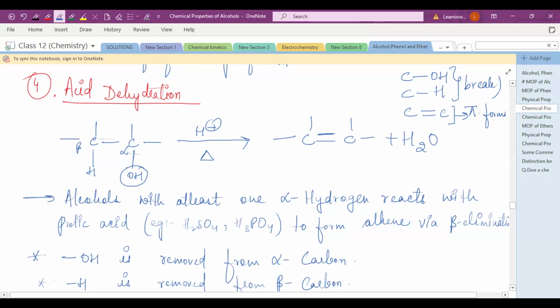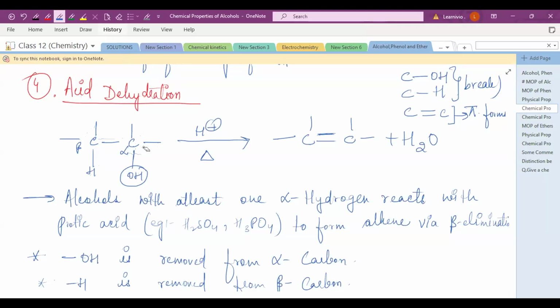Now, when an alcohol having at least one alpha hydrogen reacts with a protic acid, what is a protic acid? Protic acids are those which have a proton, H plus, like your H2SO4, HCl, H3PO4. These are some protic acids which have protons, right? So when they are in the presence of a protic acid like sulfuric acid or phosphoric acid, they will form alkene. Why will they form alkene? Because of the beta elimination reaction. So let's see the mechanism here.